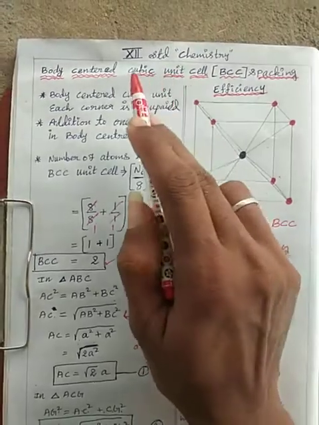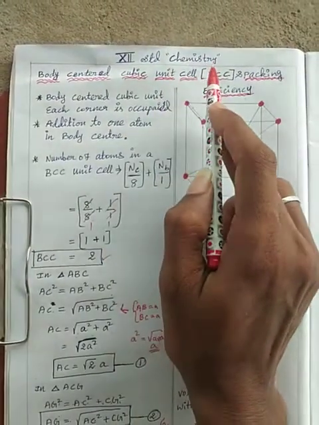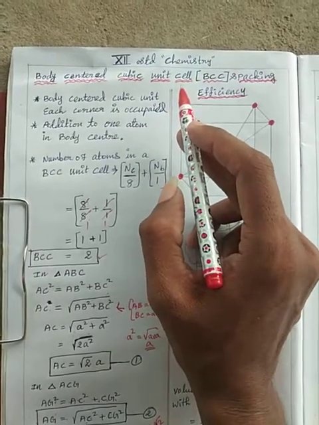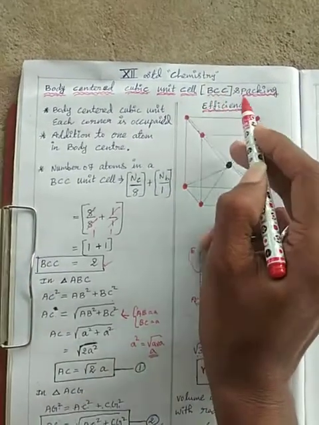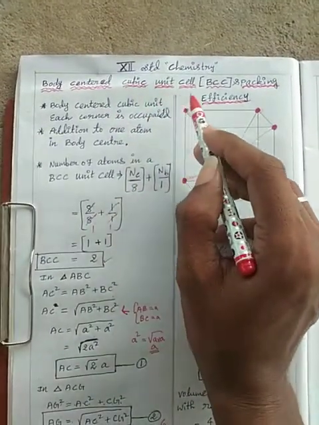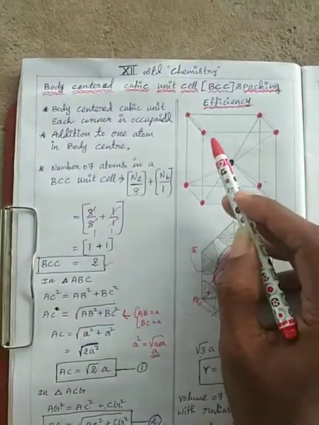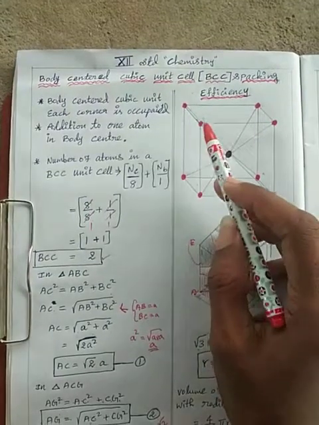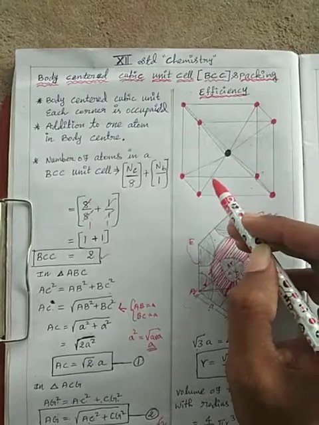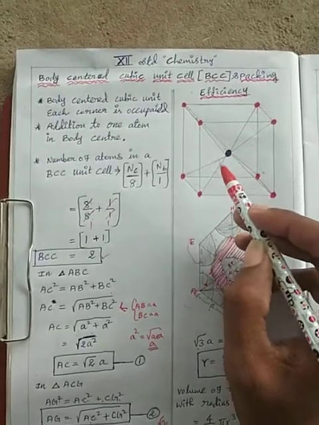Students, today's session we discuss 12th standard chemistry, solid state lesson: packing efficiency of body centered cubic. We already know the diagram. Every corner has one atom, and the body center has one atom at the center.